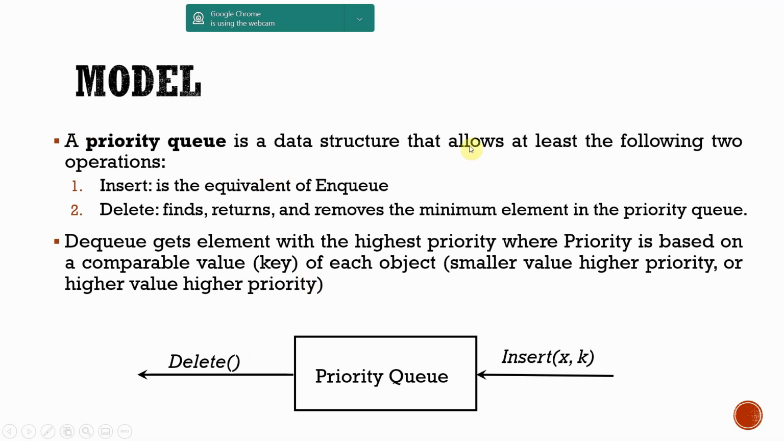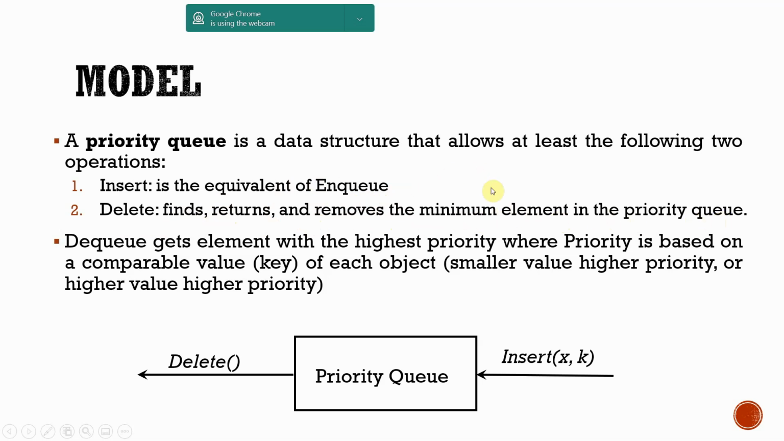A priority queue is a data structure that allows at least the following two operations: insertion and deletion. Same as pushing and popping, we also have peeking, right? So it provides all these functions. Inserting is the equivalent of enqueue, which we discussed when we talked about queues, and delete is equivalent of dequeue. So in the delete part, we can either find, or return and remove, the minimum or maximum element in the priority queue.